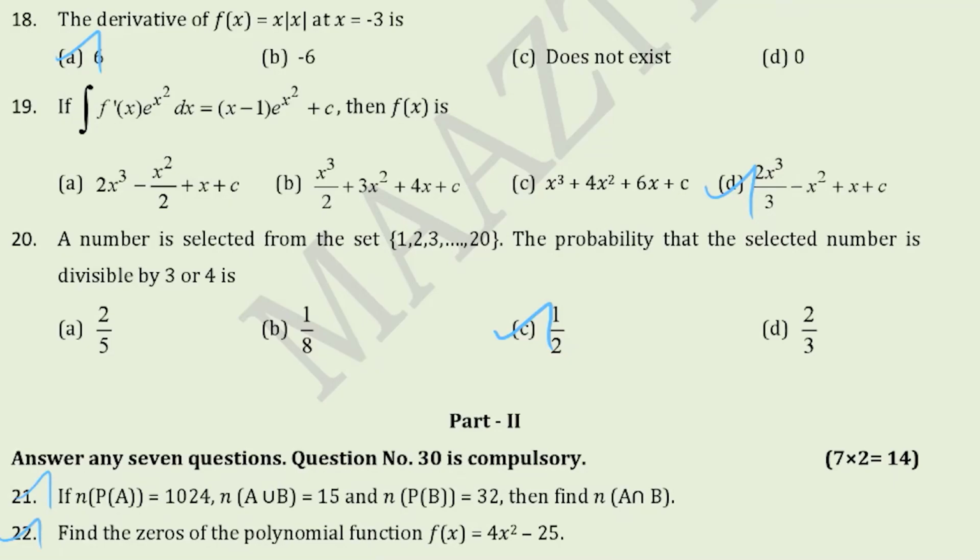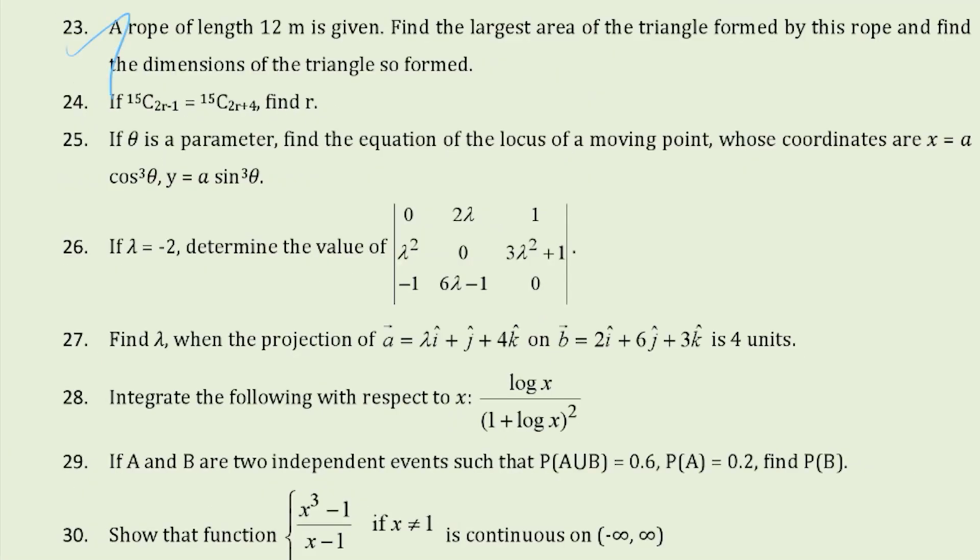Answer is option C. Next question, find the zeros of the polynomial function f of x equal to 4x square minus 25. Next question, a rope of length 12 meter is given. Find the largest area of the triangle formed by this rope and find the dimension of the triangle so formed.